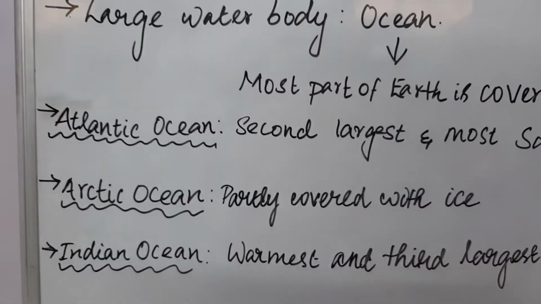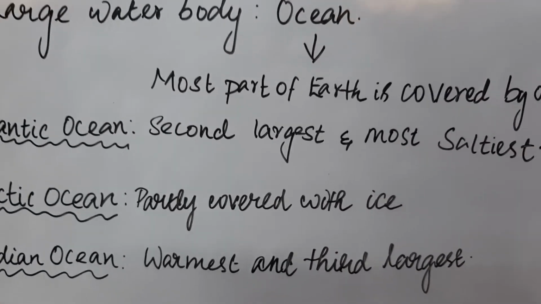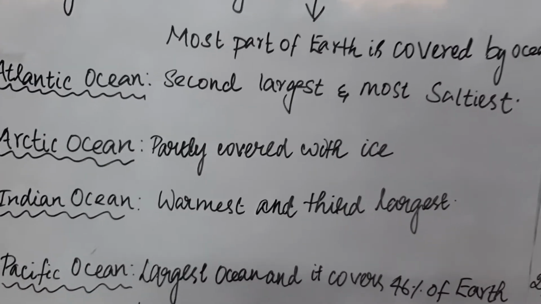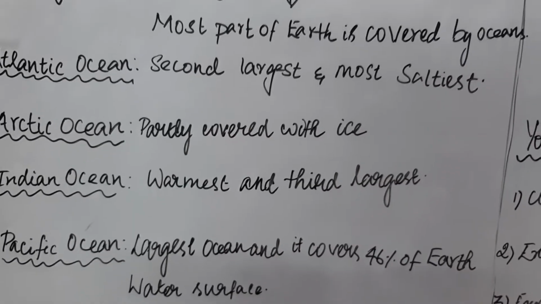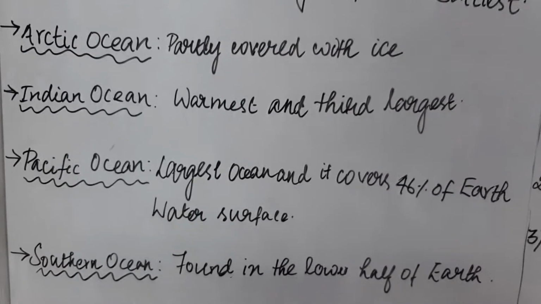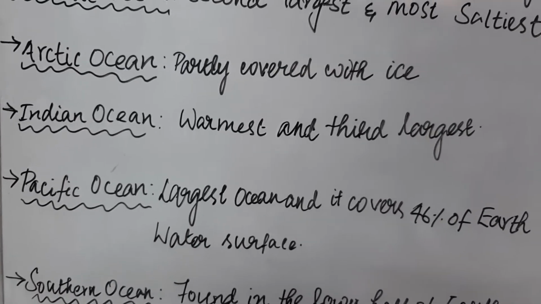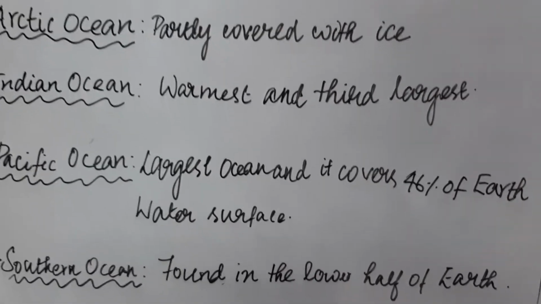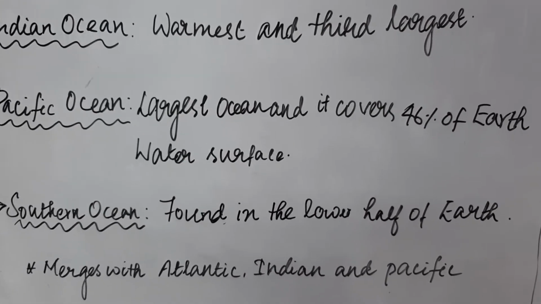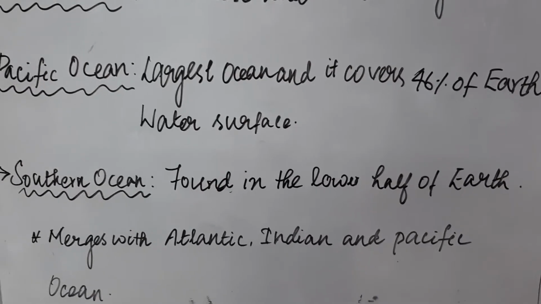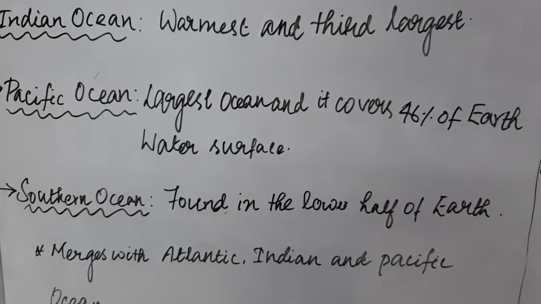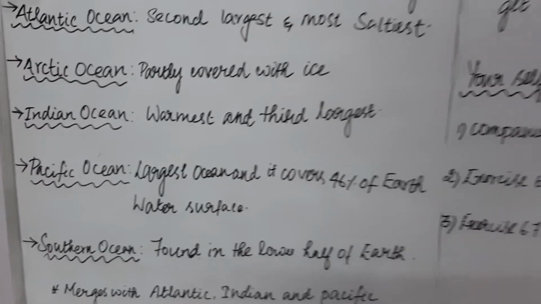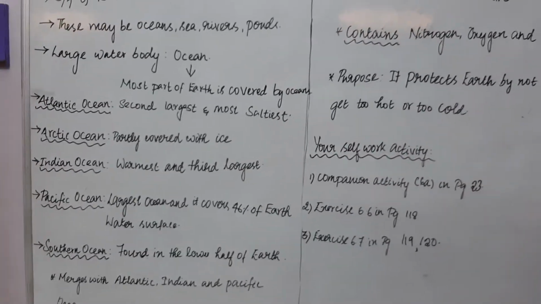Moving on to the third, our Indian Ocean. It is the warmest and third largest ocean in the world. Fourth, we have the Pacific Ocean, which is the largest ocean, and it covers 46% of the earth's water surface. And last but not least, we have the Southern Ocean. As the name itself tells us, south. So it has to be located at the bottom. Yes, it is found in the lower half of the earth. It merges with the Atlantic, Indian, and Pacific Oceans. I think this is the reason why the Pacific Ocean is the largest. Can you do some research on this and get back to me with the results?